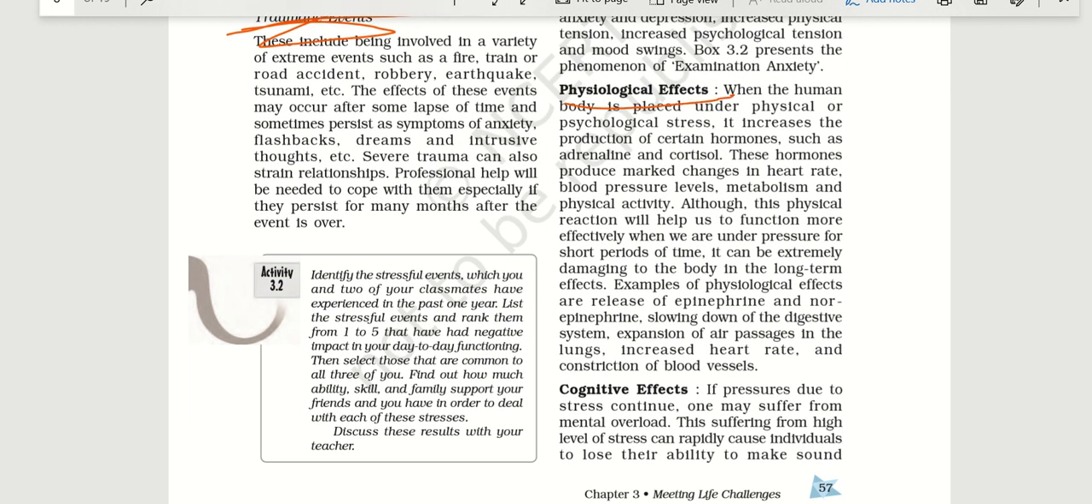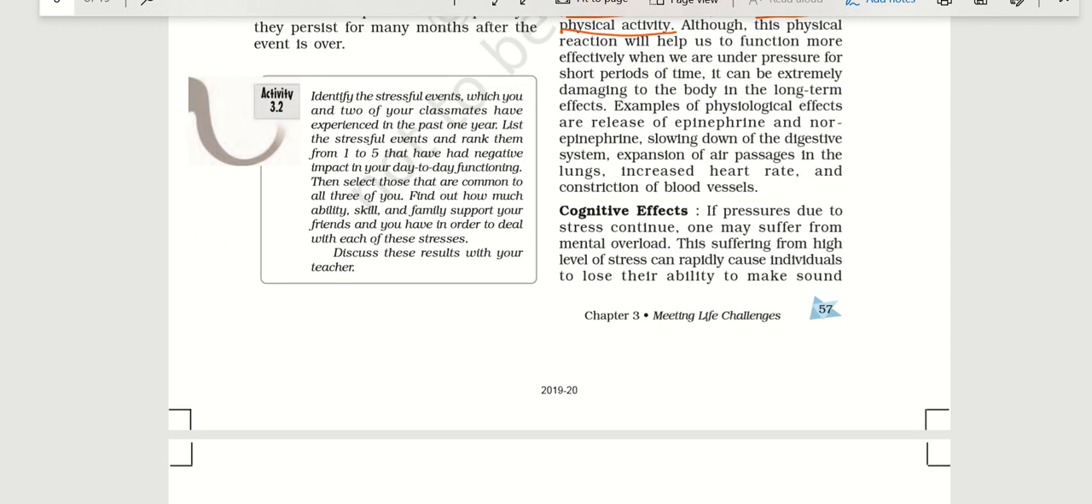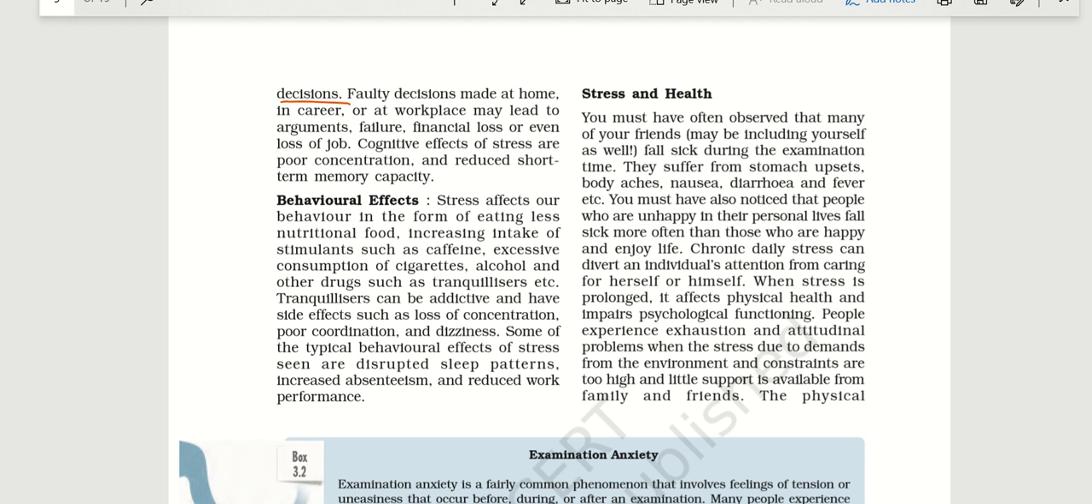Then we have the physiological effect. When the human body is placed under physical or psychological stress, it increases the production of certain hormones, such as adrenaline and cortisol. These hormones produce marked changes in heart rate, blood pressure levels, metabolism, and physical activities. Then we have the cognitive effect. If the pressure due to stress continues, one may suffer from mental overload, and a high level of stress can rapidly cause individuals to lose their ability to make sound decisions.